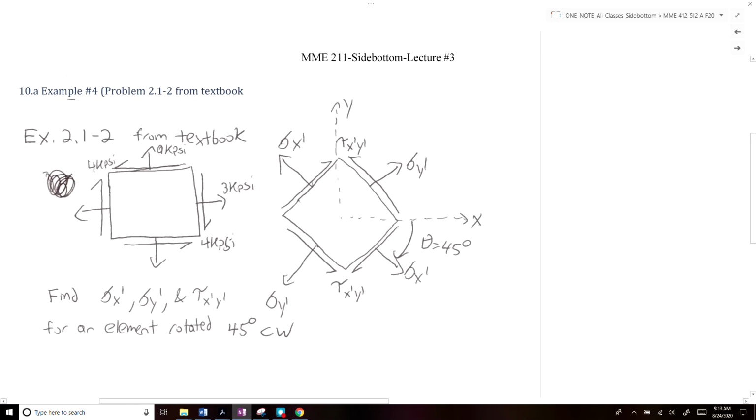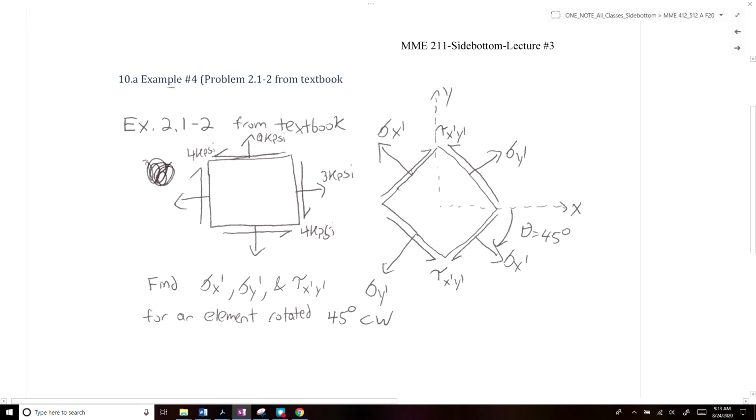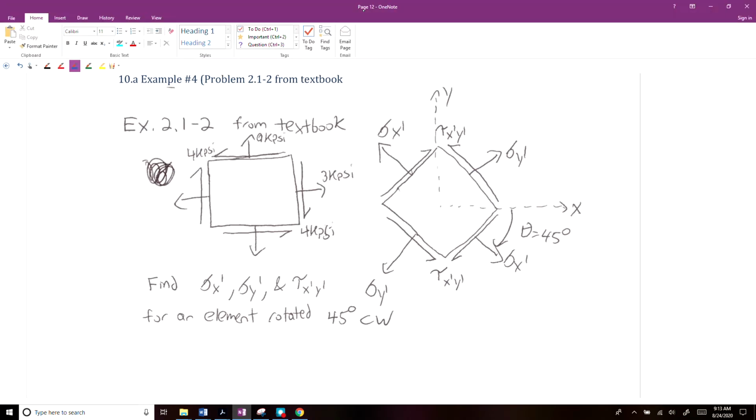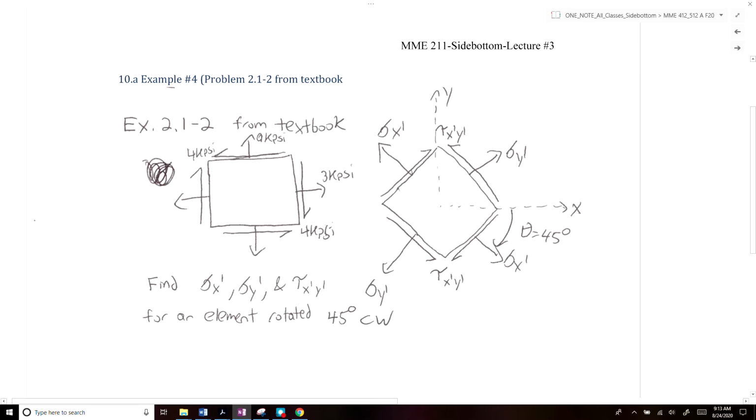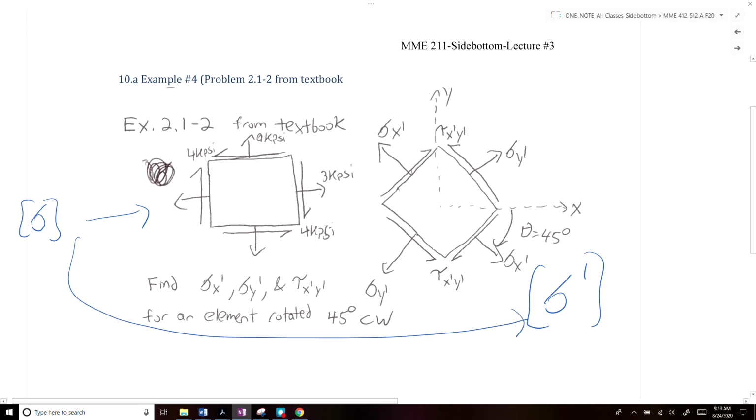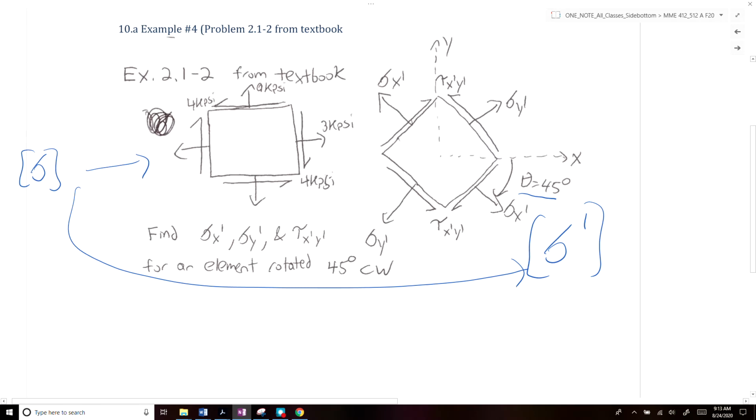So in this problem, we're given a state of stress that's defined in this stress element here. And we're asked to determine what is the new state of stress. So we're going from the old state of stress in the xy coordinate system to the new coordinate system, x prime, y prime. Okay, so we're given the angle of rotation is 45 degrees, clockwise.